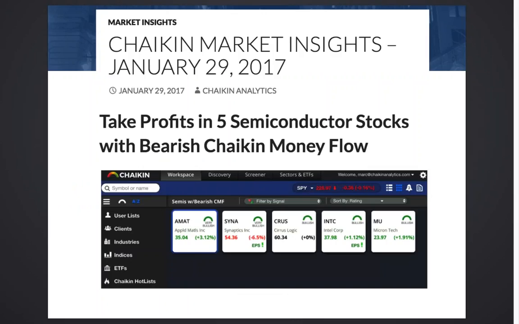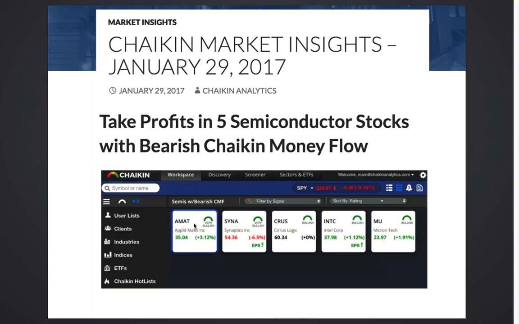And here are a couple of examples. In my weekly market insights, comes out on Sunday, January 29th, 2 weeks ago. Usually I have a bullish or bearish stock of the week, and they've been financial stocks almost exclusively since October, with a couple of tech stocks thrown in. My recommendation was to take profits in 5 semiconductor stocks with bearish Chaikin money flow: AMAT, Synaptics, Cirrus Logic, Micron, and Intel. AMAT actually reported after the close today and disappointed, trading a bit lower. But let's see how those 5 stocks have done.